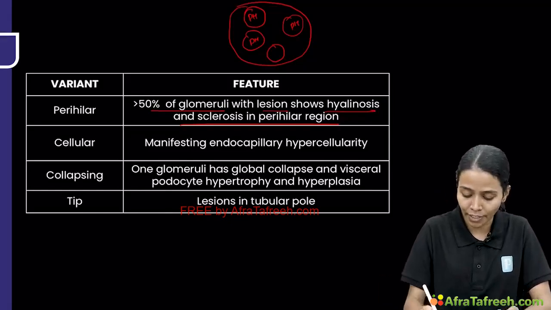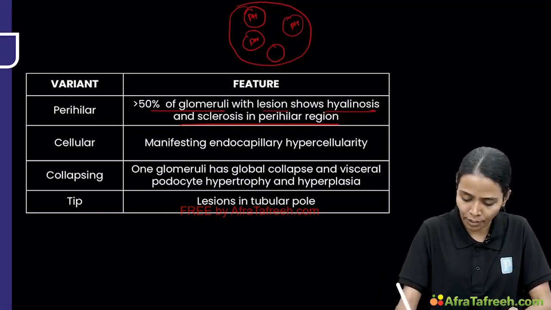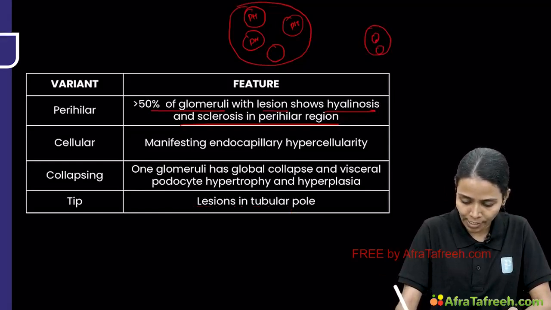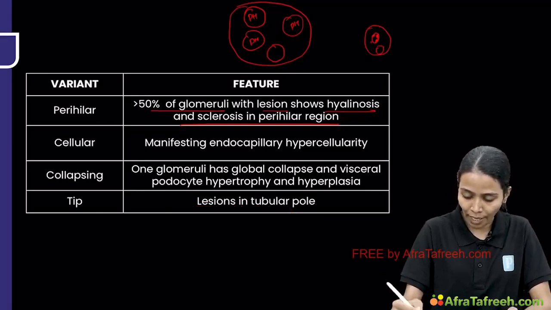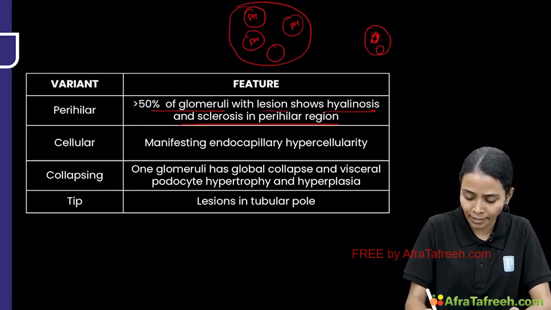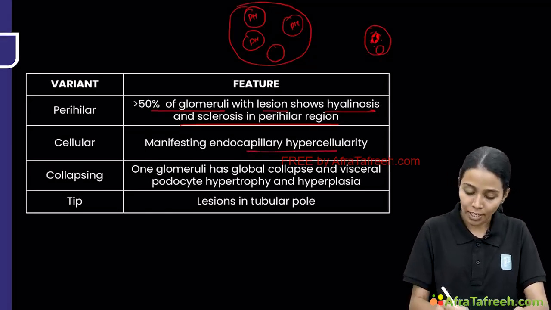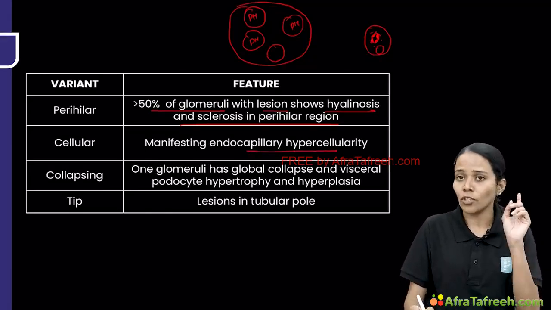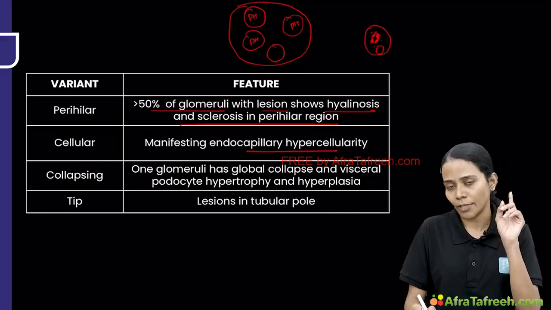What is cellular variant? Obviously, we know that the glomerulus will have endothelium, which will have endothelial cells, right? So if there is endocapillary hypercellularity, then it is called cellular variant. What is collapsing? For collapsing, only one glomerulus is required. You don't require more than that.